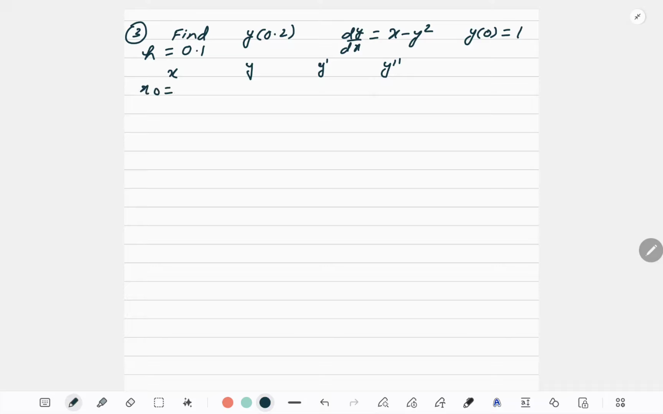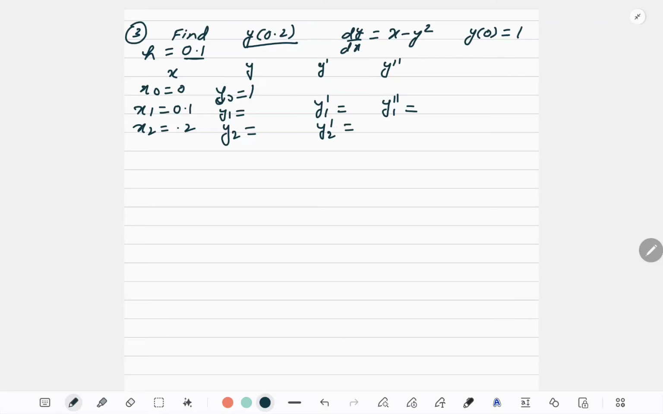So x0 here is equal to 0, y0 is 1, and always write what is the value. Your x1 is equal to 0.1 because h is 0.1. Your y1 is something you have to find out. Then y1 dash you have to find out. And then y1 double dash you have to find out. Same way, x2 is 0.2 where you need to find out the answer. y2 you need to figure out. y2 dash you need to figure out. And y2 double dash you need to figure out.